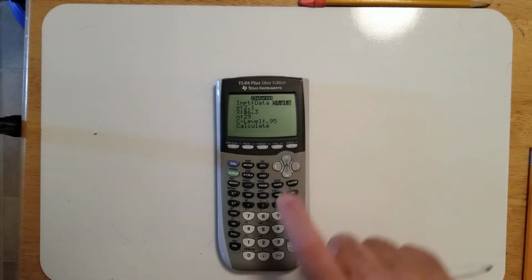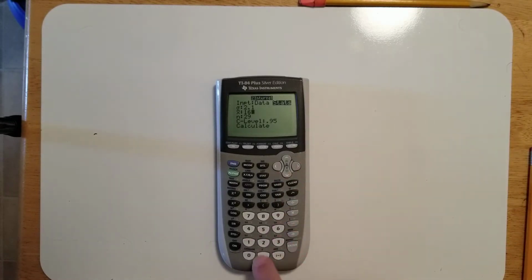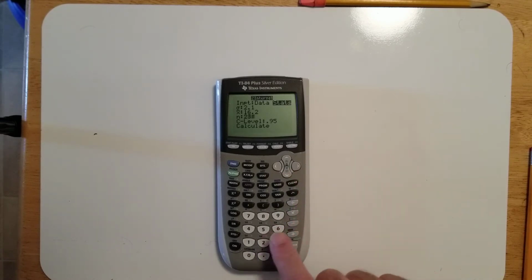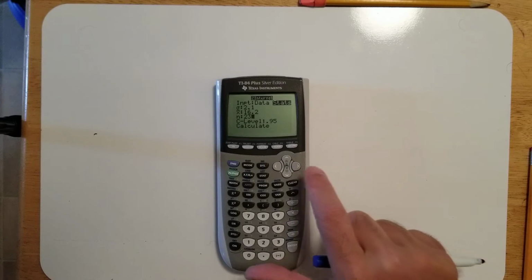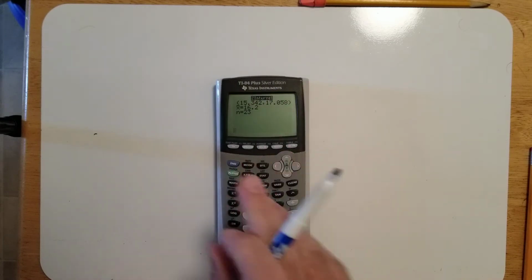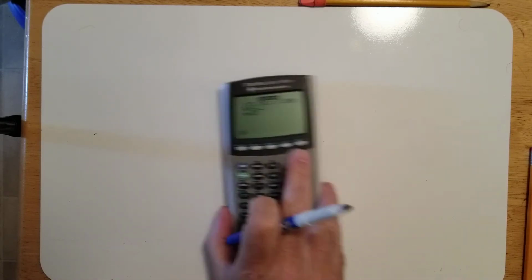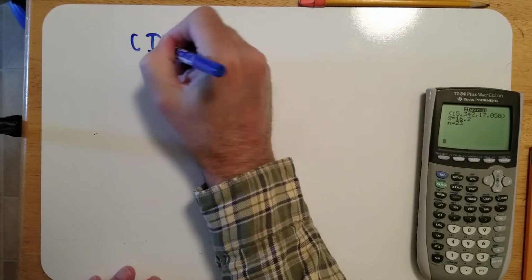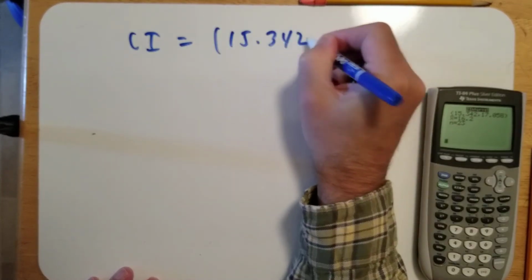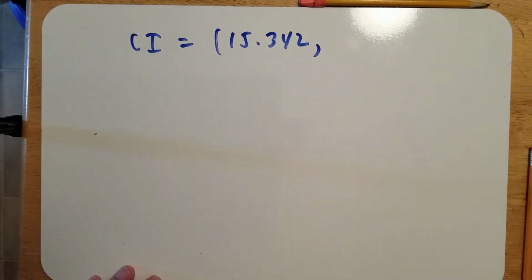The x bar is 16.2. The n is the number of giraffes, that's 23 giraffes. I said 95% confidence interval, which means a 0.95. And when I hit the magic button, it calculates, there it is, 15.342 to 17.058. So the confidence interval is 15.342 to 17.058.